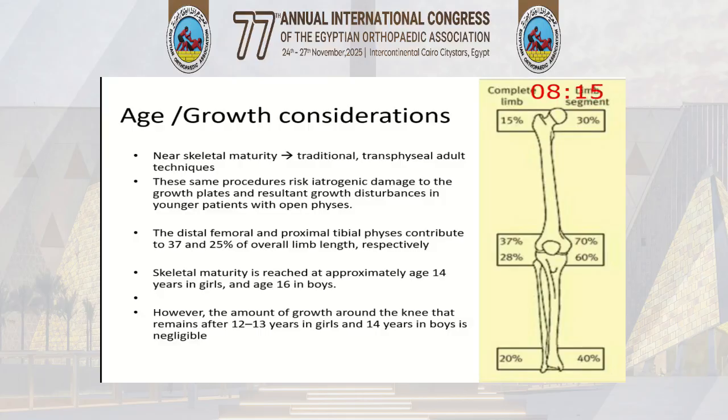The distal femoral and proximal tibial physes contribute 37 and 25% of overall limb length, respectively. Skeletal maturity is reached approximately at the age of 14 in girls and 16 in boys. However, the amount of growth around the knee that remains after 12 to 13 years in girls and 14 years in boys is negligible.